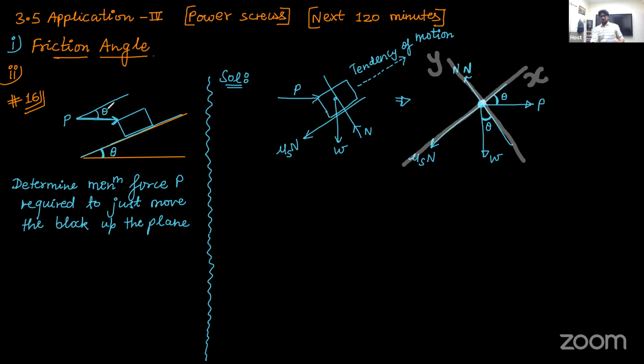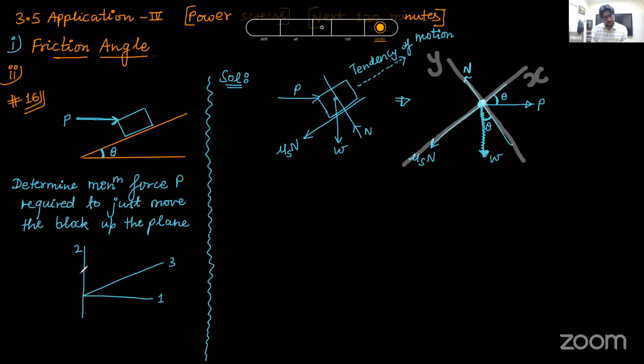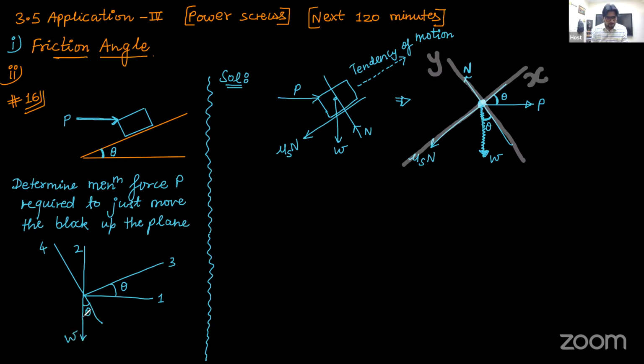Why does W make theta from the normal, or perpendicular to the plane? For that funda, you already know if line 1 is perpendicular to line 2 and line 3 is perpendicular to line 4, then my dear friends, the angle between 1 and 3 will be the same as the angle between 2 and 4. The angle between W and the direction of normal reaction will be the same as the angle of the inclined plane.